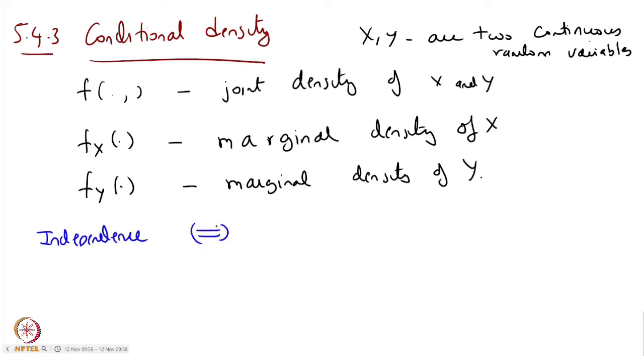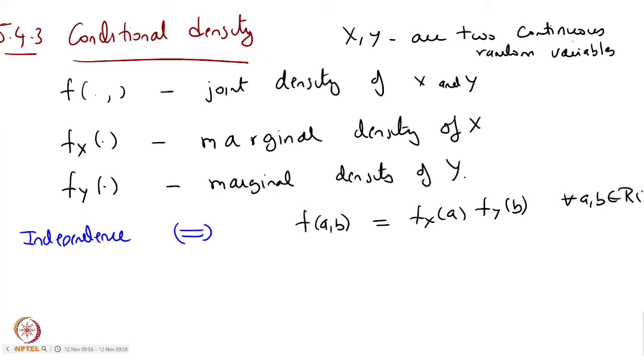And so one thing we observed is independence is equivalent to the fact that the joint density at a point (a, b) is the same as the product of the two individual marginal densities. This is the idea of independence.